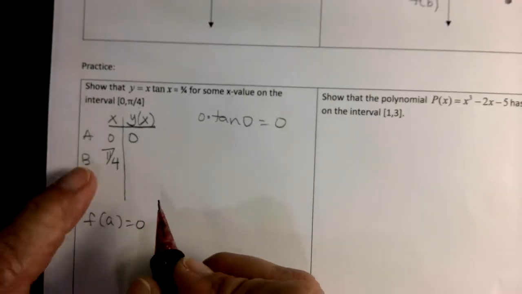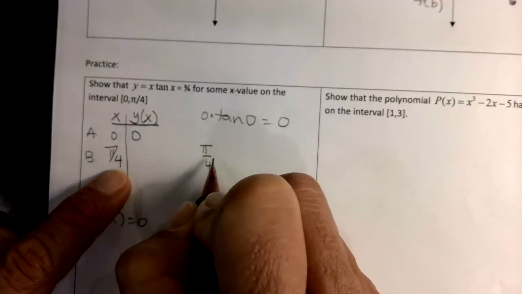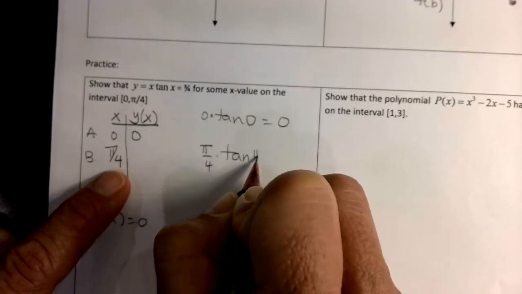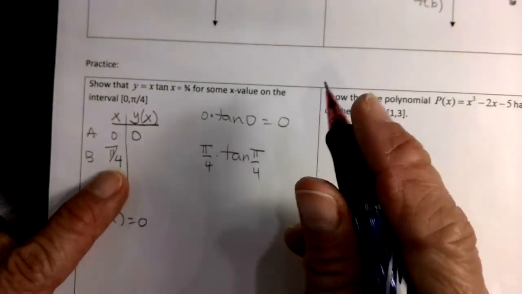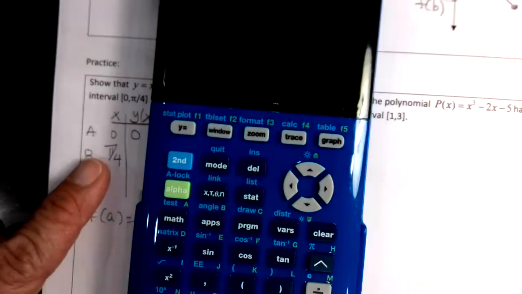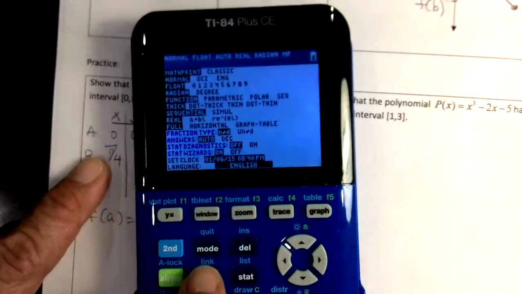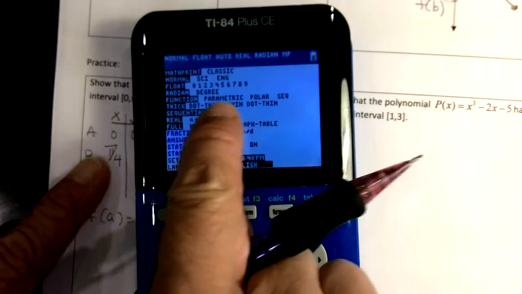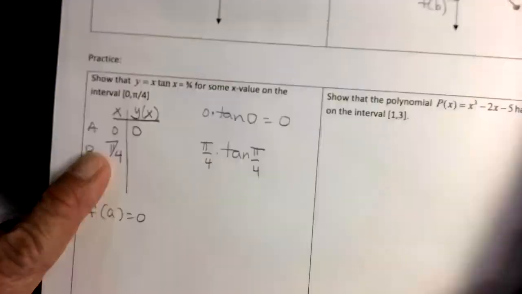What's f of b? So for f of b, I'm going to have pi/4 times tangent of pi/4. Well, tangent of pi/4 is 1. If you want to do that on your calculator, make sure you are in radian mode. That was the mode button right here, and you want to make sure you're set to radian mode. If you're on degree, go ahead and fix that.